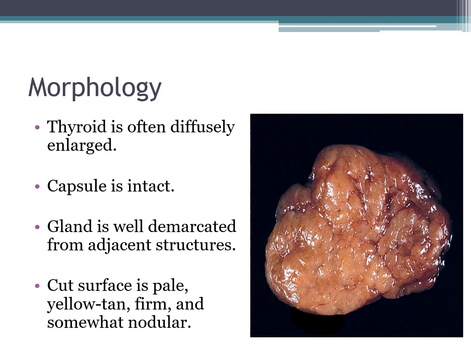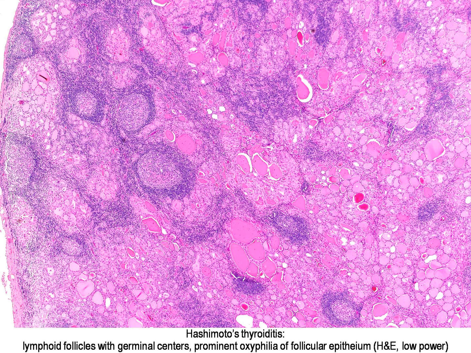Brief morphology of Hashimoto's: the gland is diffusely enlarged, but sometimes one lobe may be enlarged more as compared to the other lobe, so it is not always the rule. The capsule is intact, and the gland is well demarcated from the adjacent structures. This slide is an H&E slide, which is showing the development of germinal centers, development of follicles, and the follicles are enlarged.